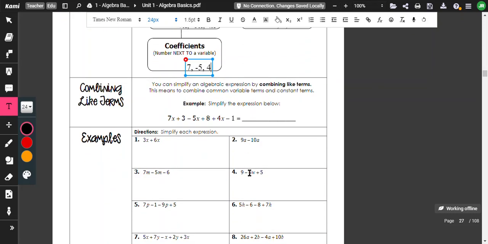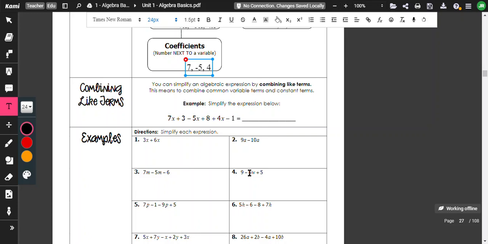So we're going to try something called combining like terms. What we're going to do is simplify an expression by collecting terms that are similar to each other. This means that we're going to combine common variable terms and constant terms. So let's look at an example. Here we have 7x plus 3 minus 5x plus 8 plus 4x minus 1.